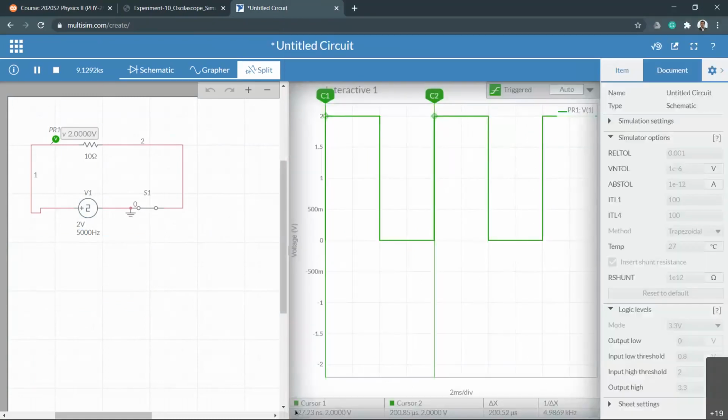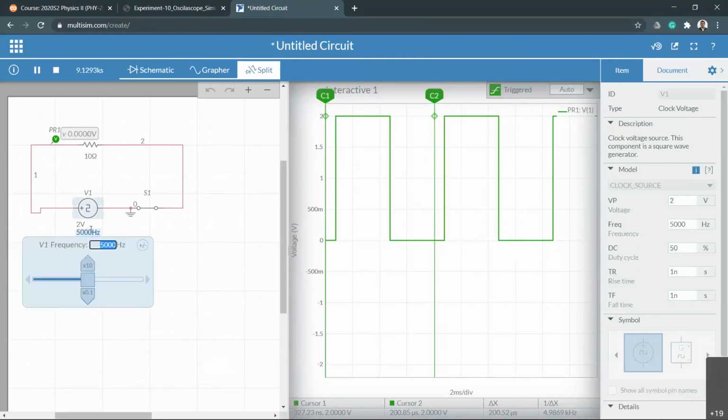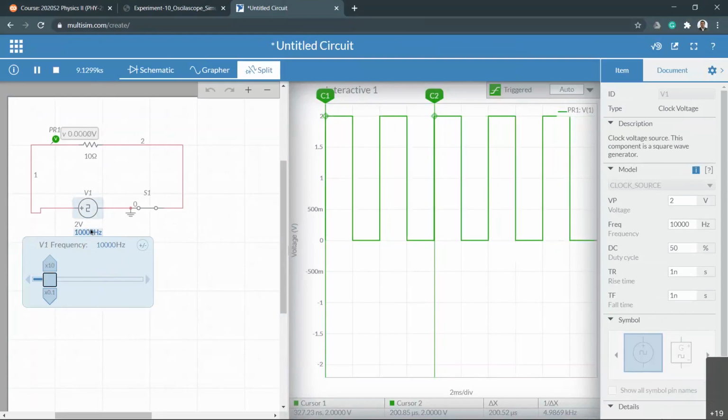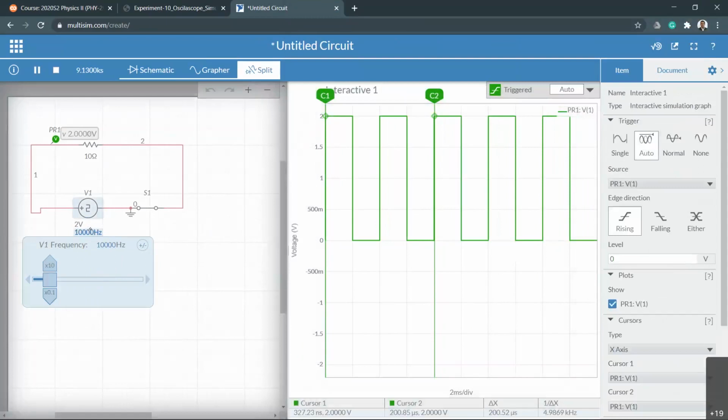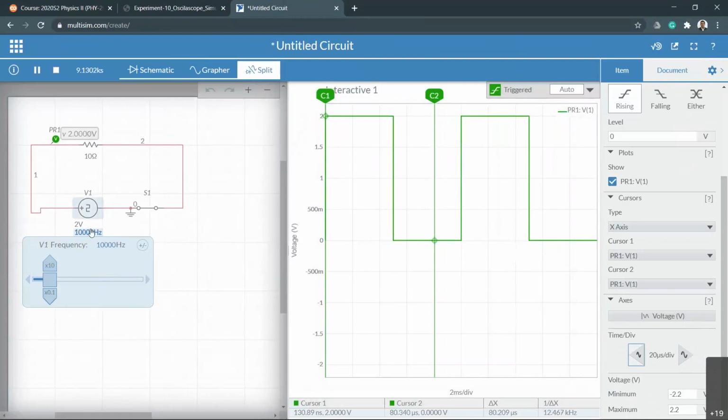And then you continue likewise. So I need now frequency 10,000. Frequency 10,000. And change x-axis, time per division. Okay, so until you see a very nice curve, and then you click and drag this cursor number 2 all the way to the very end, right?